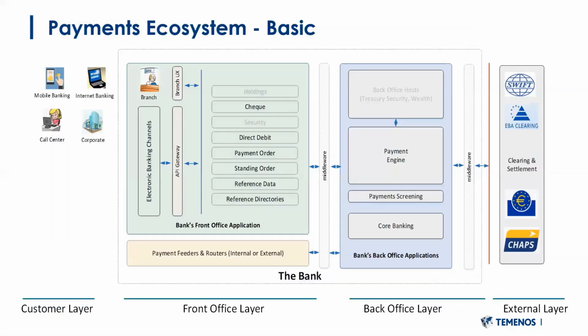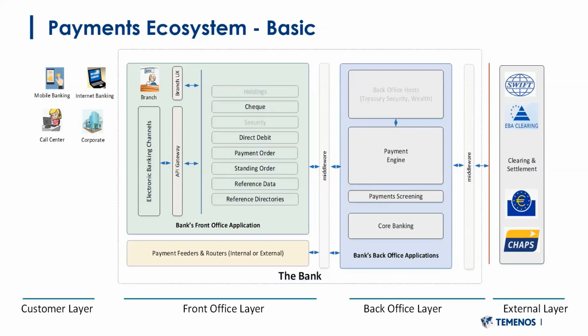This is a pictorial representation of the payments ecosystem. On the left, you've got these various customers: mobile banking, internet banking, call center, and corporates. The request comes through the channels, through the gateway, onto the business modules of the front office. The front office business modules do the pre-processing, as I explained earlier, and confirm to the customer that the payment has been accepted or rejected.